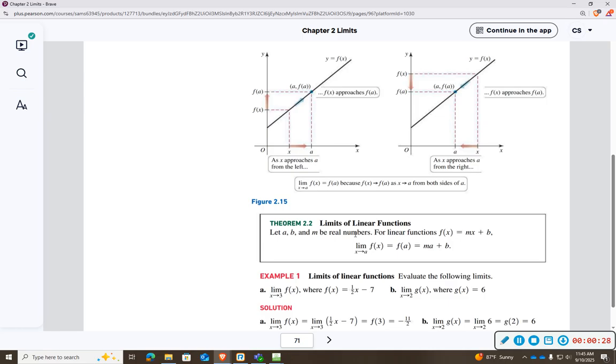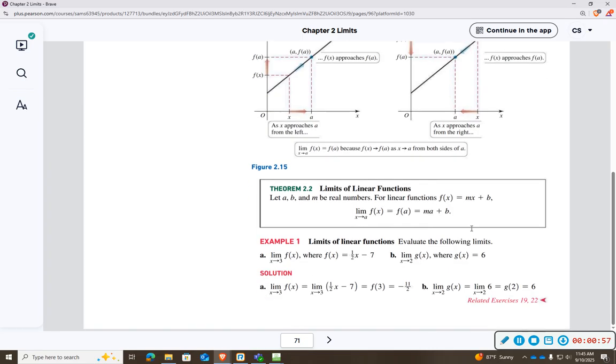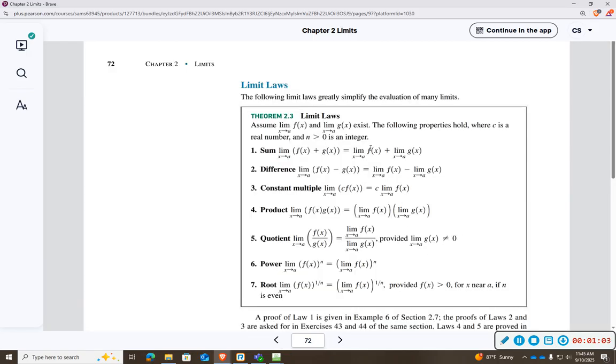If you have a, b, and m that are real numbers, for the linear function f of x is equal to mx plus b, the limit of f of x, so some linear function, as x gets closer and closer to some a value, is the same as just plugging in that a value into the linear function. So as you get closer to some x value, your function is getting closer to the y value when that function is evaluated. And then you see a few examples where they explain it and show it as you plug it in. This eventually leads us to some limit laws.